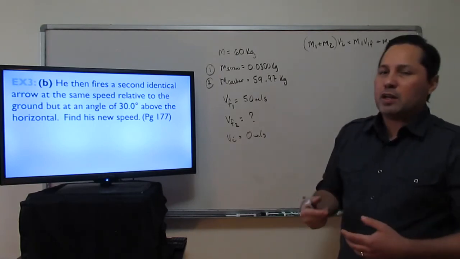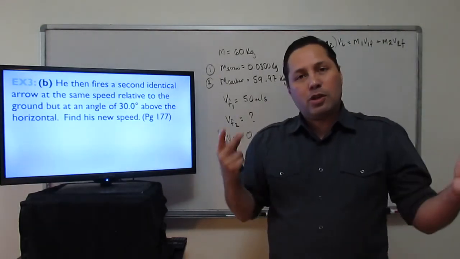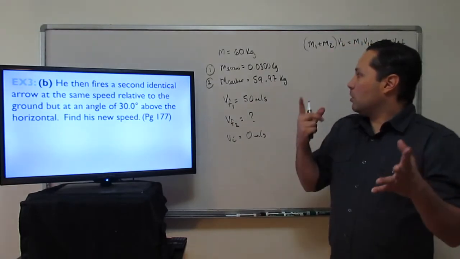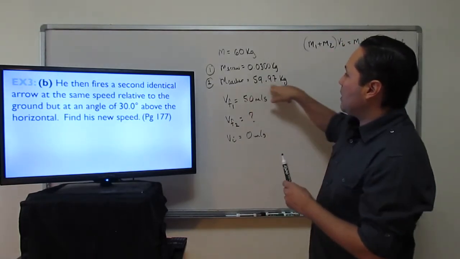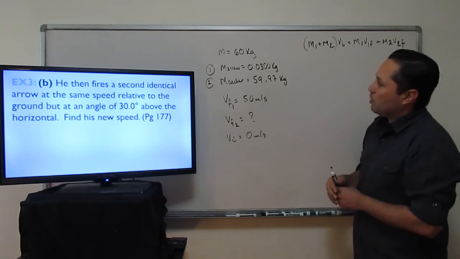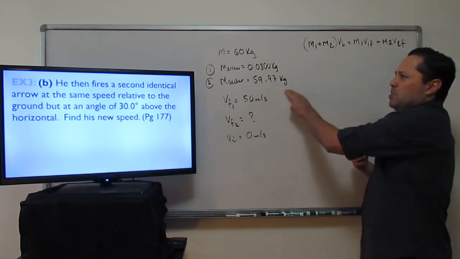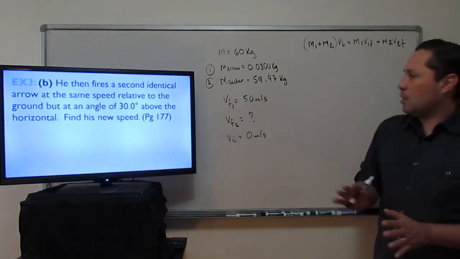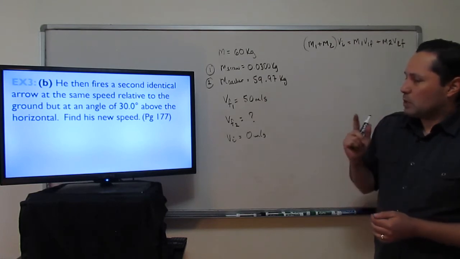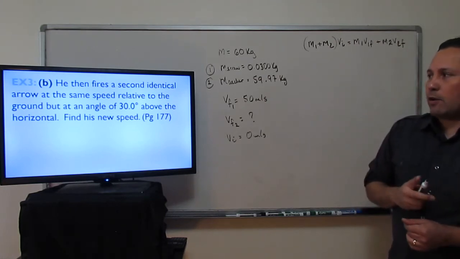Now should we change the mass again? Yeah, let's do that because he's getting a second arrow. It's identical, so when he launches it, his mass, that's the mass of the archer plus whatever other arrow he has. Let's just keep it at 59.97. So this new arrow is going at an angle of 30 degrees.